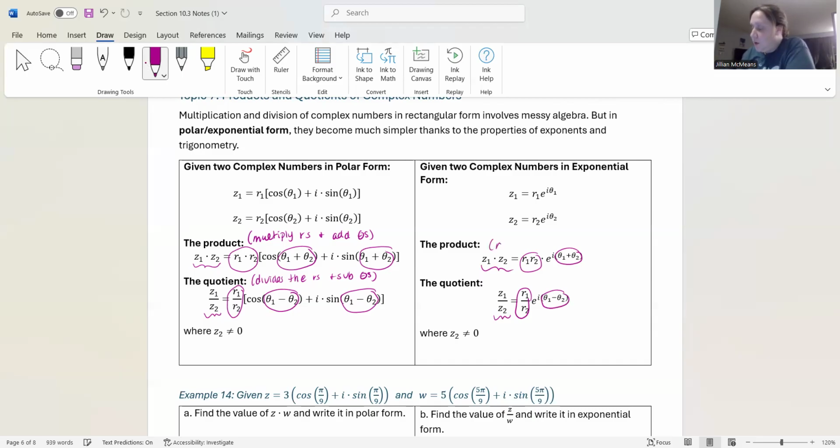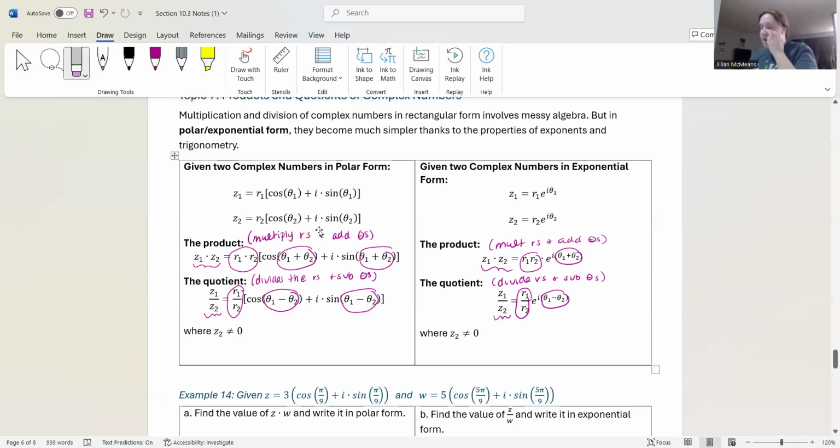So again, we multiply r's and add thetas, and then for the quotient, we divide r's and subtract the thetas. And the same thing here, we want to make sure that when we're dividing, z sub 2 doesn't equal 0. And we can't divide by 0, so that's fairly common to us at this point, okay?